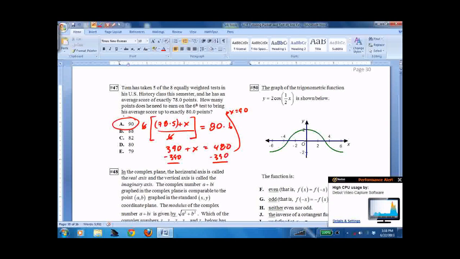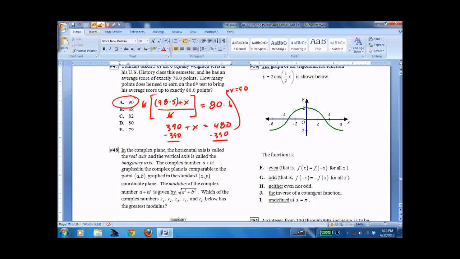Now another way to do this is to just guess. Pick each one of those answers and see which one fits in. I actually have a lot of people very successfully do that, although it does take a little longer.